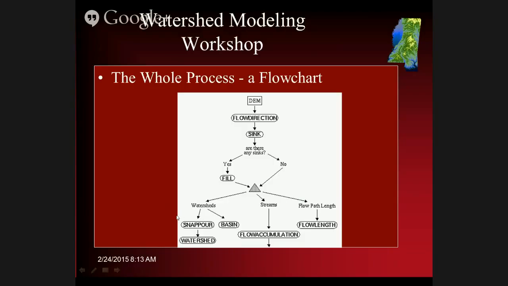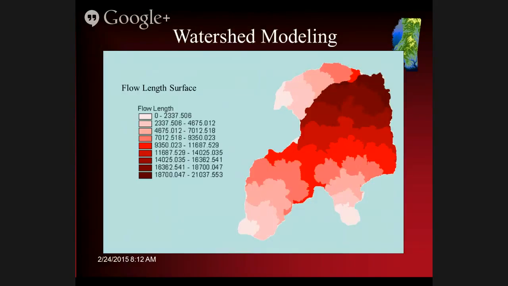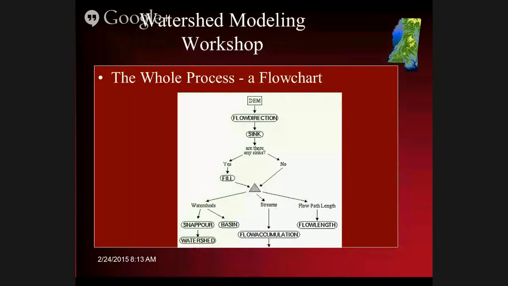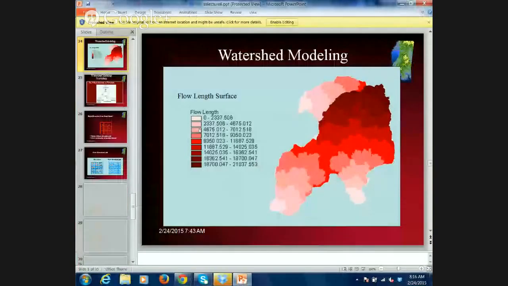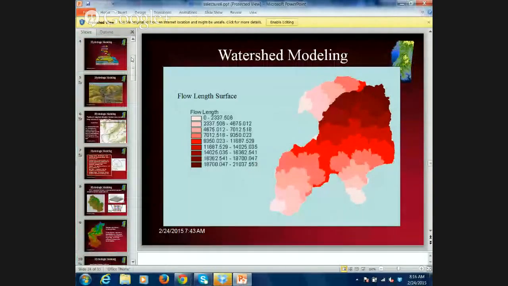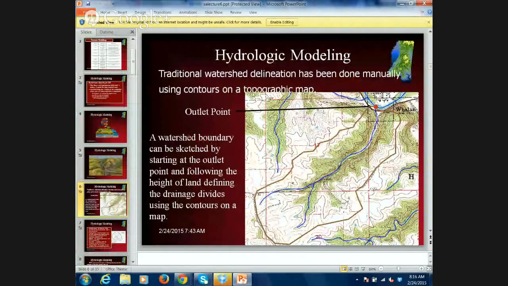There are a few other tools that we'll go over in the lab. One of them is called Snap Pour Point. What Snap Pour Point does is, sometimes when you're delineating a watershed, let's go back to our very first example here.